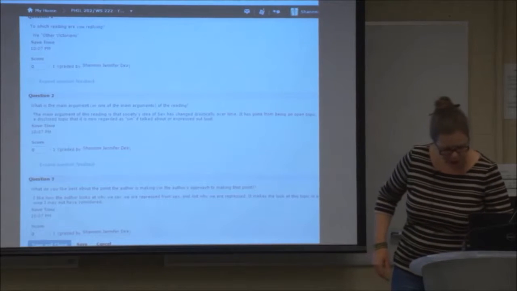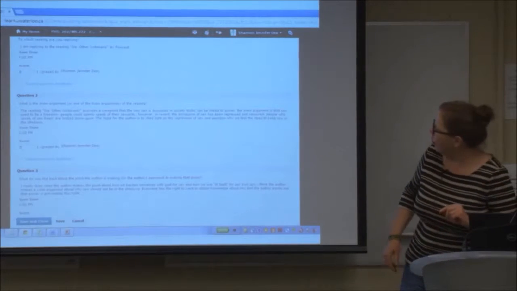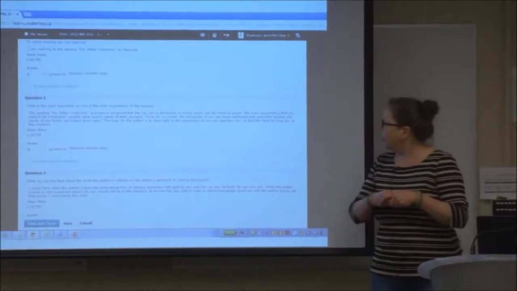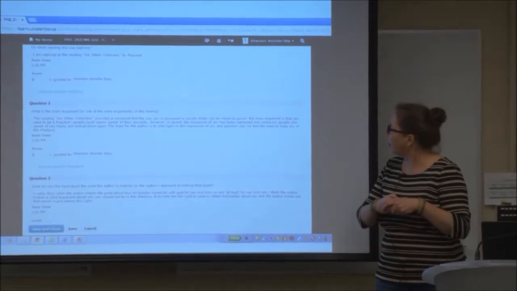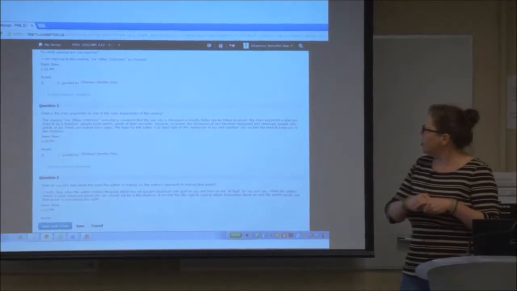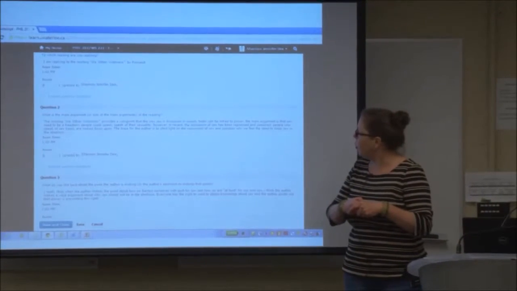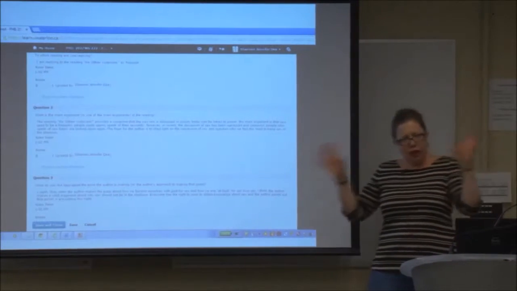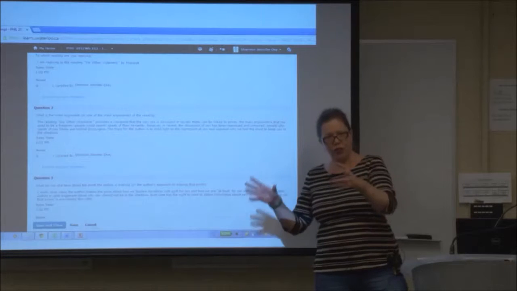Let me see, I have another student who also wrote on Foucault. The student wrote, this reading provides a viewpoint that the way sex is discussed in society today can be linked to power. The main argument is that sex used to be a freedom. People could openly speak about their sexuality, et cetera, et cetera, et cetera. You can tell very clearly that these students have actually done the reading.